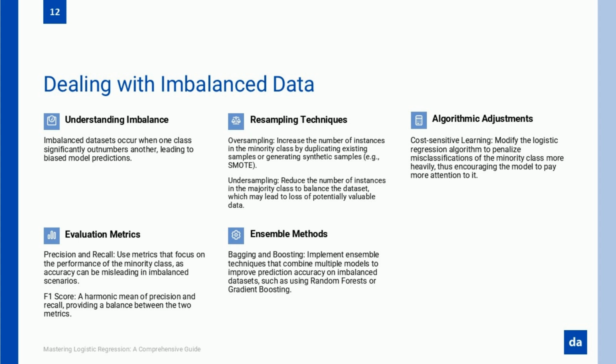Finally, we can use ensemble methods like bagging and boosting. Algorithms like random forests and gradient boosting machines, GBMs, can help logistic regression by learning from misclassified cases and improving over multiple iterations. At the end of the day, logistic regression is powerful, but only if we train it on balanced and meaningful data. If we ignore imbalanced data, we end up with a model that looks accurate on paper but fails where it actually matters.